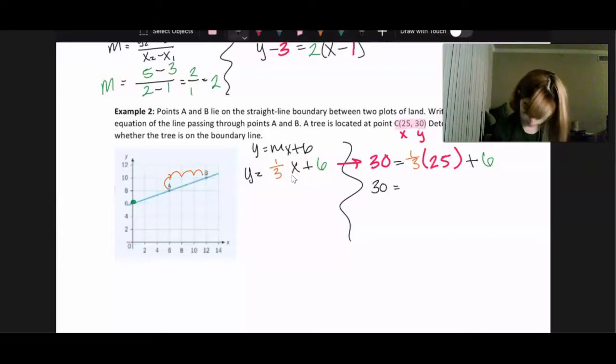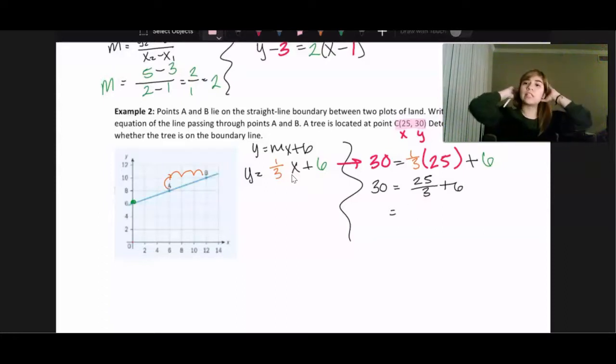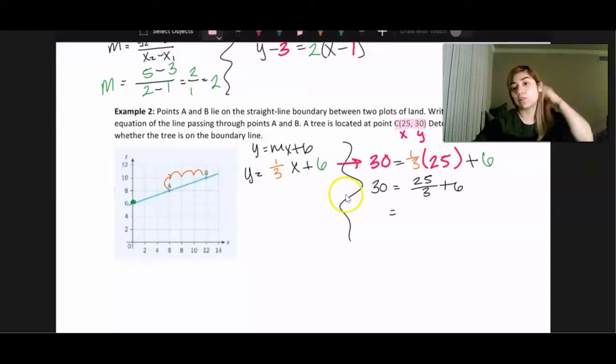So 30 equals 25 over 3 plus 6. At this point, you can turn 25 over 3 into a decimal. You can probably tell that 25 is not divisible by 3, so it's a fractional answer. And a fractional answer plus 6 is not going to give you a whole number 30, so at this point you say no, it does not lie on the boundary line.